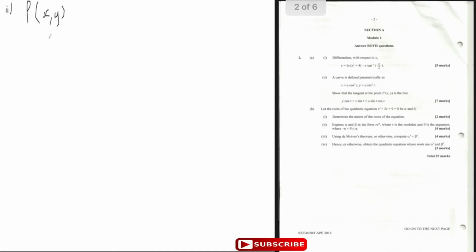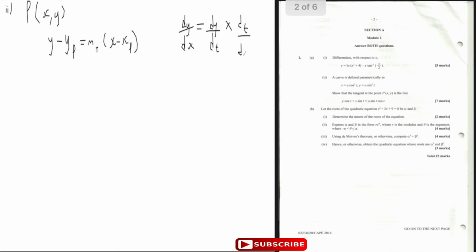Now the equation of the tangent at the point P, remember equation of tangent is y minus yp is equal to the gradient of the tangent times x minus xp. So first things first, we need to find out what is this gradient of the tangent, all right? In order to find the gradient of the tangent is dy by dx. That's the gradient of the tangent. But in this case, because it's parametric differentiation, dy by dx is dy by dt times dt by dx. Cool?